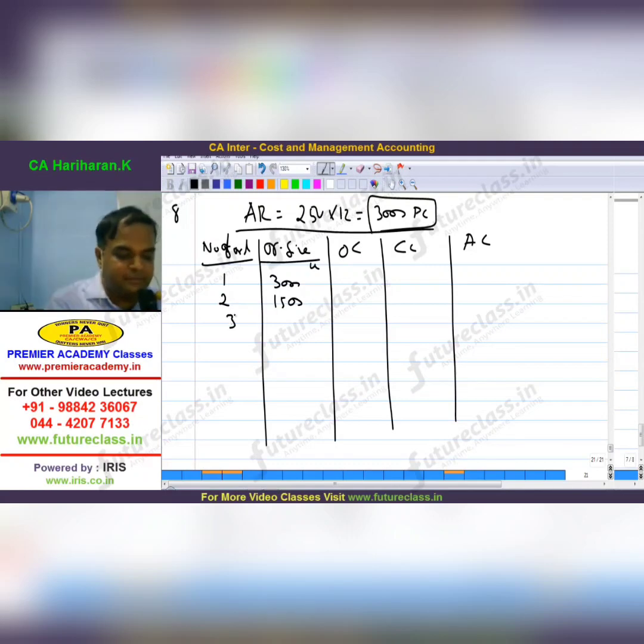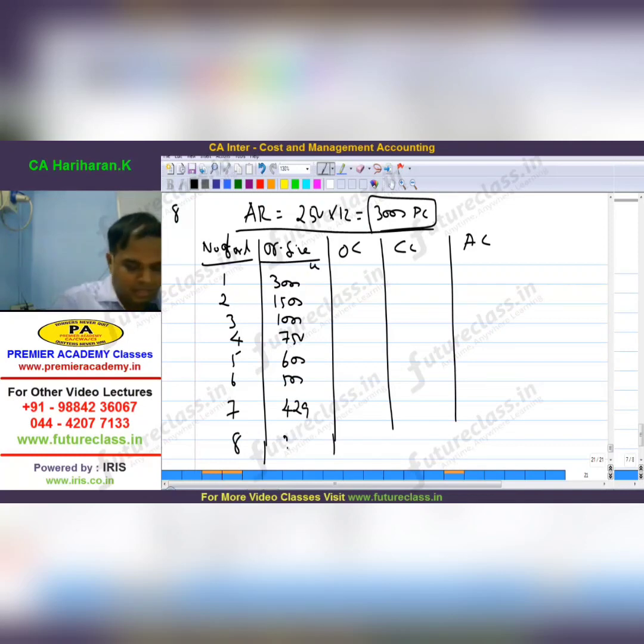1500. If I am going to buy it in 3 times, 1000. 4 times, 750. 5 times, 600. 6 times, 500. 7 times, 429. 8 times, 375. 9 times? 10 times? Okay. Due to space constraint, I will stop with 8 trials.